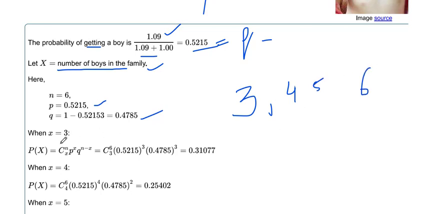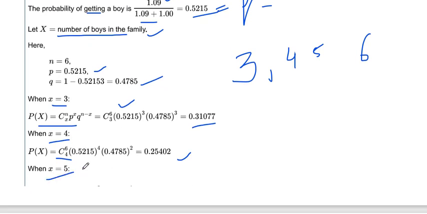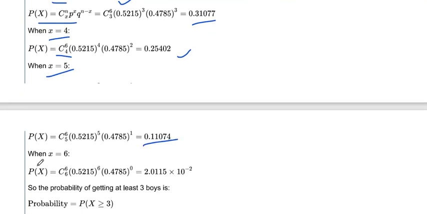So first of all, x is equal to 3: use the formula, put in the values, and find the answer. Then x is equal to 4: use the formula, put in the values and find the answer. X is equal to 5, find the answer. X is equal to 6 and find the answer.